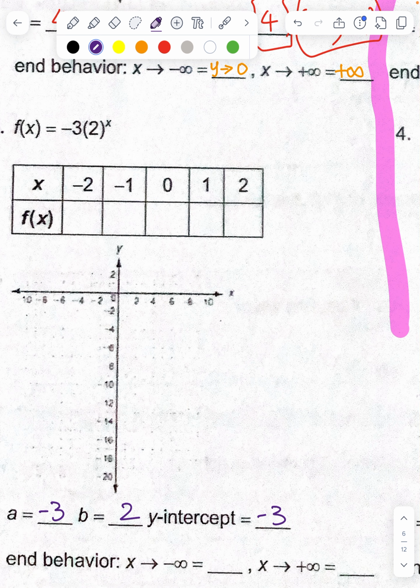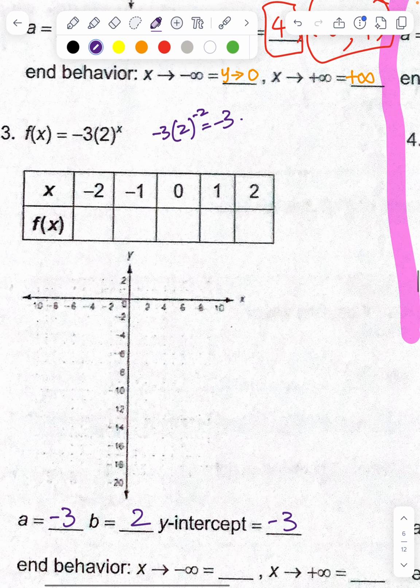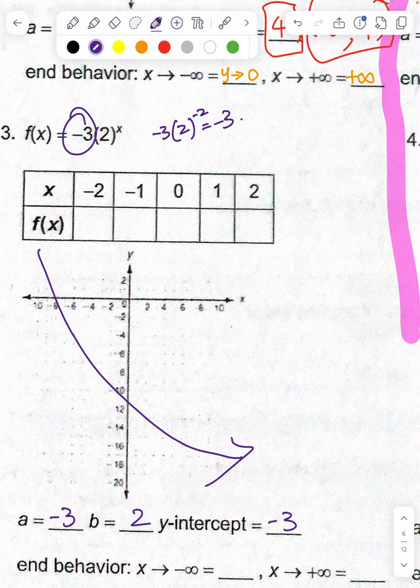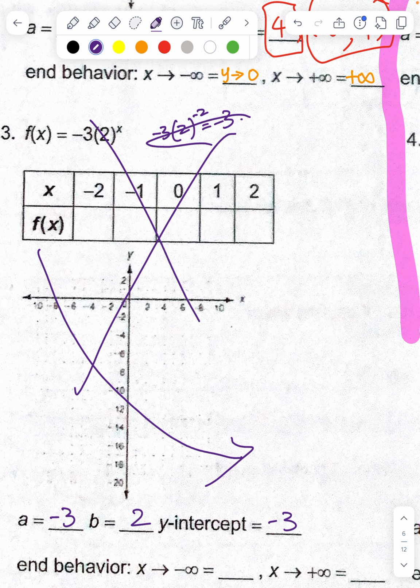x equal to -2, so -3 times 2 raised to the -2 power. I forgot about this. We don't do this at this level. We don't do negative. We're going to skip this one, okay? We choose the power, a is a positive number, so we don't need to do this one.